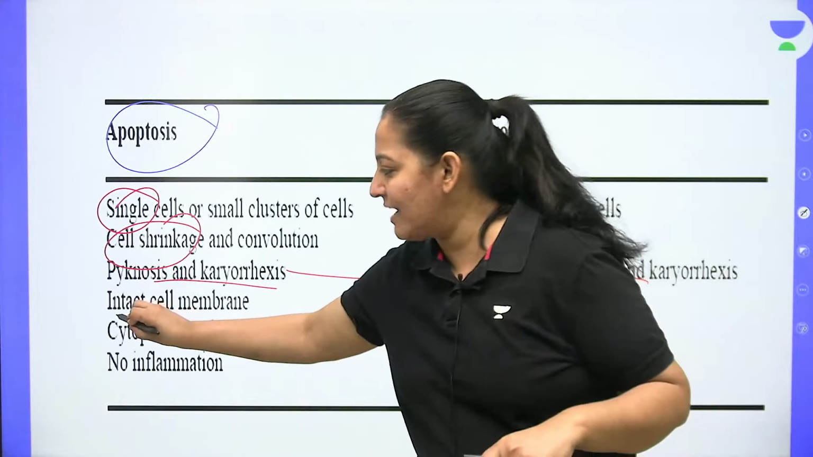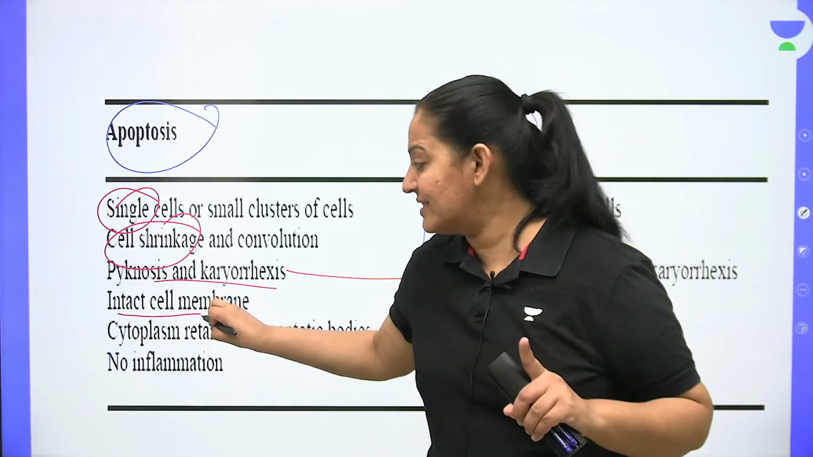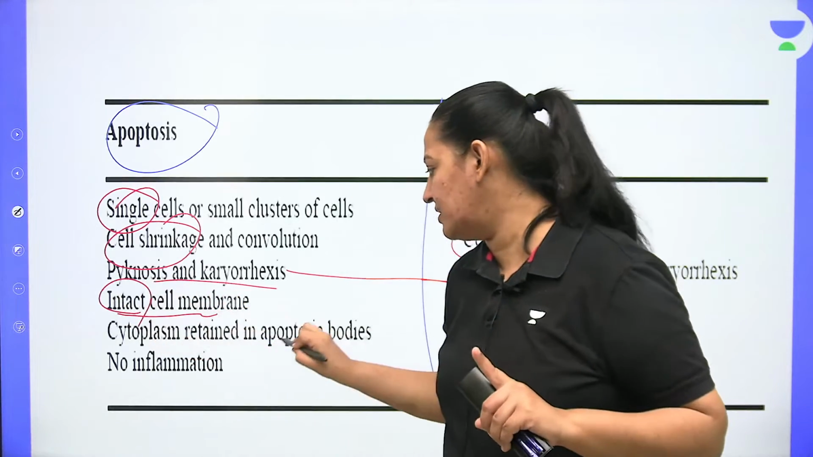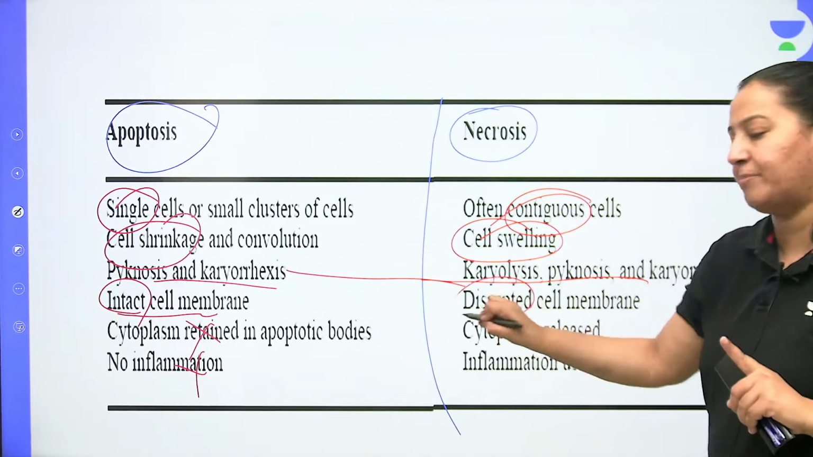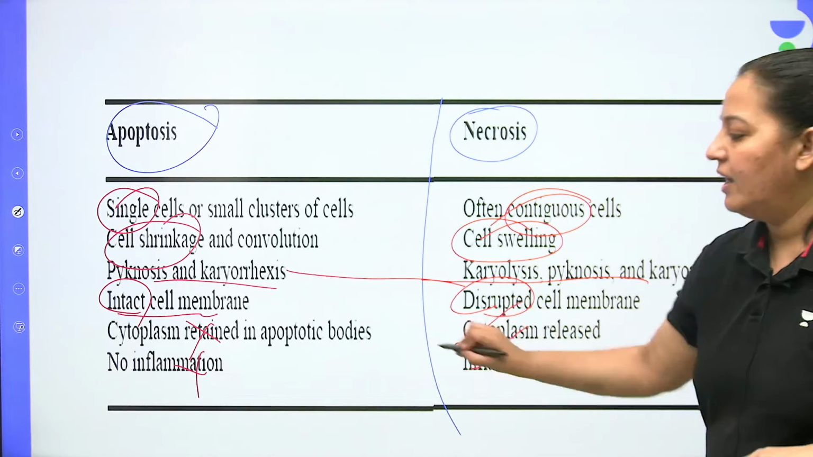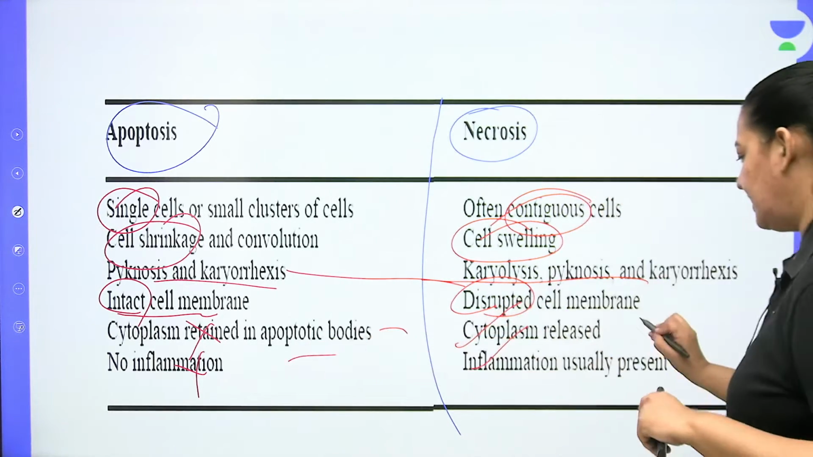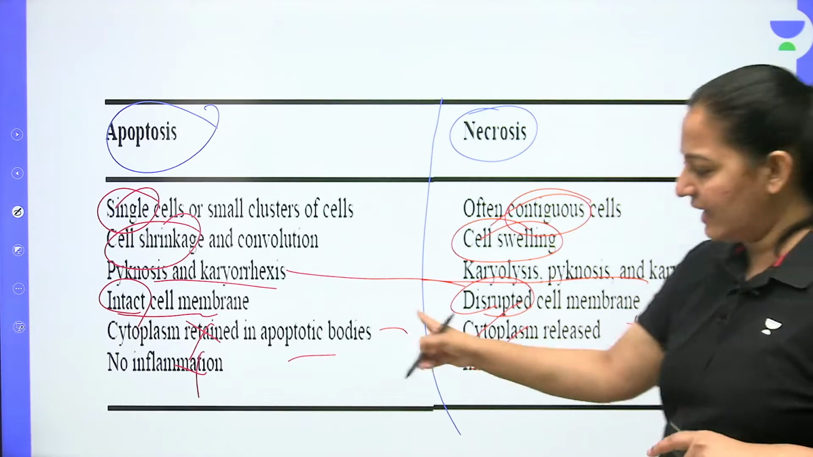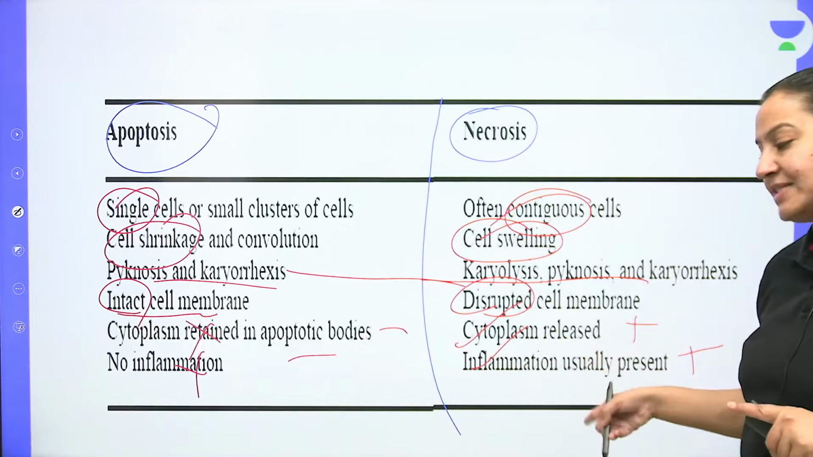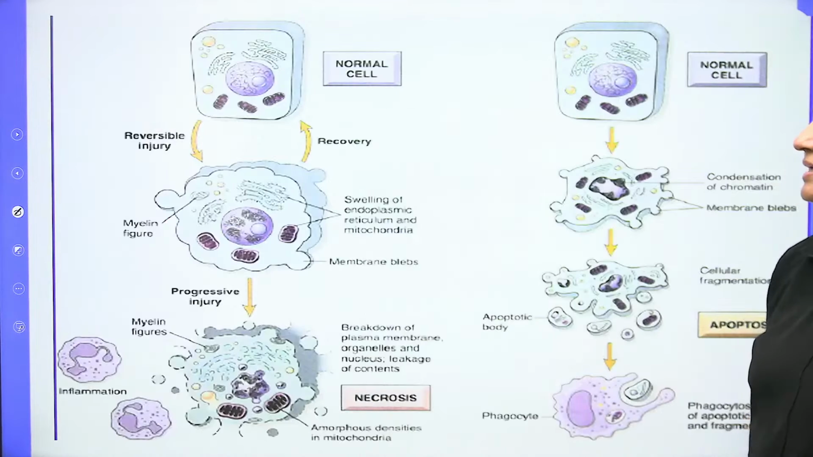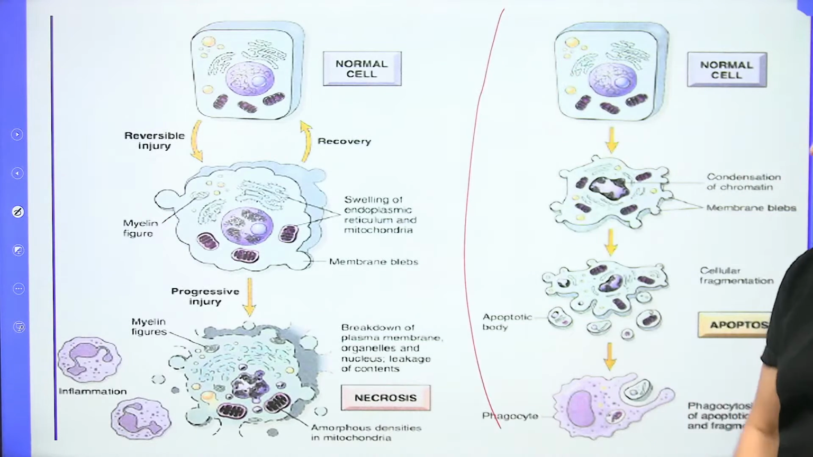Here, in apoptosis, the cell membrane is intact, so there is no leakage and no inflammation. But here the cell membrane is disrupted, so there is leakage and inflammation. Here leakage and inflammation are absent because the cell membrane is intact. Here leakage and inflammation are present because the cell membrane is disrupted. This is the biggest change. Now you can see the two things in the two diagrams.